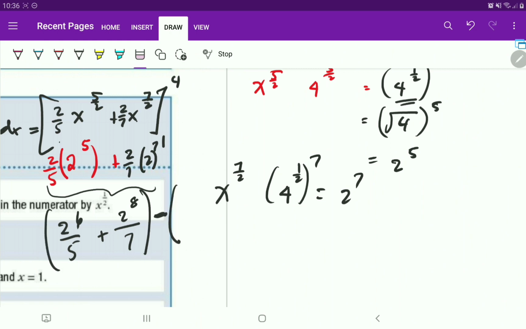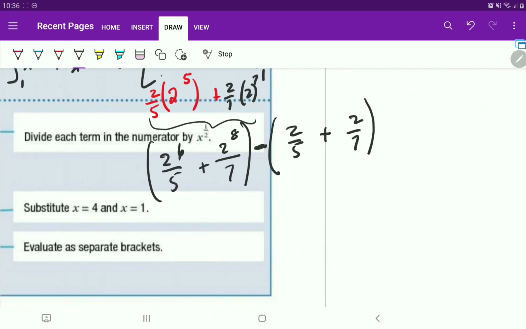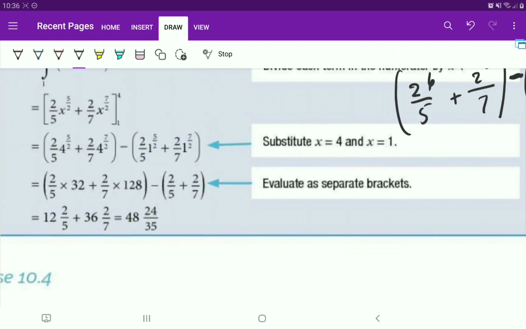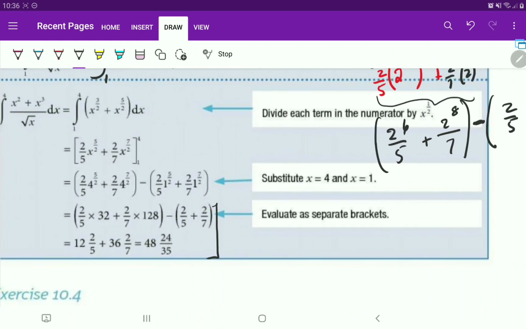You plug in the x is equal to 1. Okay? You plug in now the x is equal to 1 for each. So again, if x is equal to 5 over 2, that's going to be 1 to the power of 5 over 2 is equal to 1. So therefore that is 2 over 5, and the other one will be plus 2 over 7. Then you simplify this one, and you will get something like this. Okay, I have no calculator, so this is now the final answer. Okay, so that is definite integral.